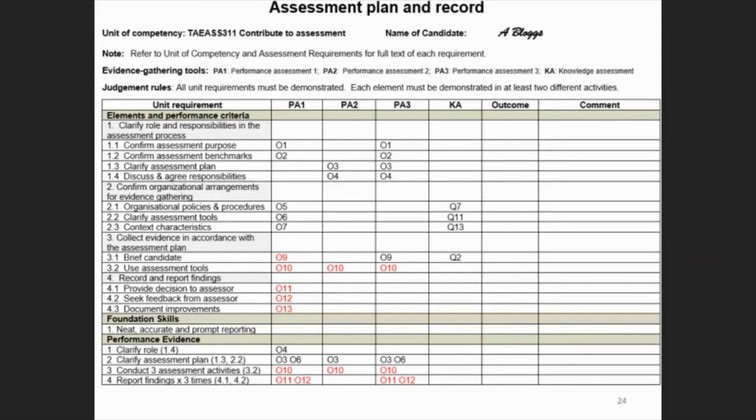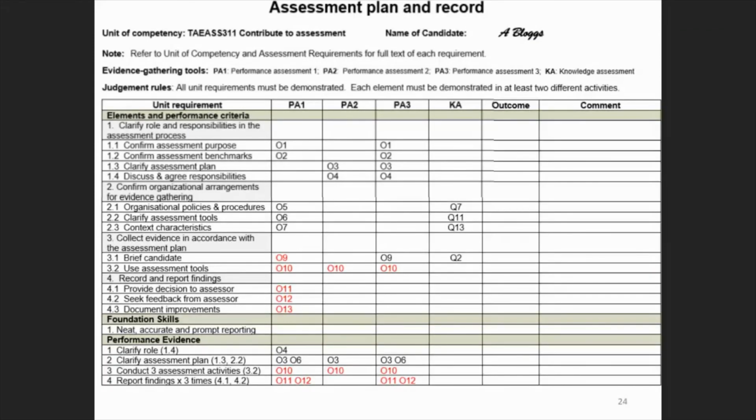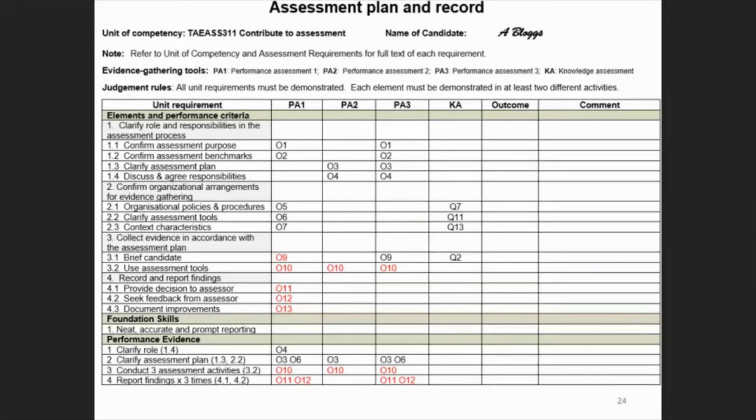Now, I do need to stress that the mapping really is only the first one, two, three, four, five columns. The outcome column and the comment column would be things we're going to talk about next time we meet in February, when we talk about making assessment judgments and, for that matter, keeping assessment records. Those two columns become active then. So at the moment, we're talking about just the first five columns.